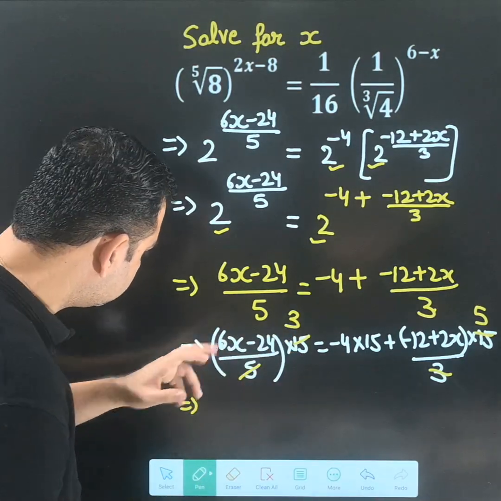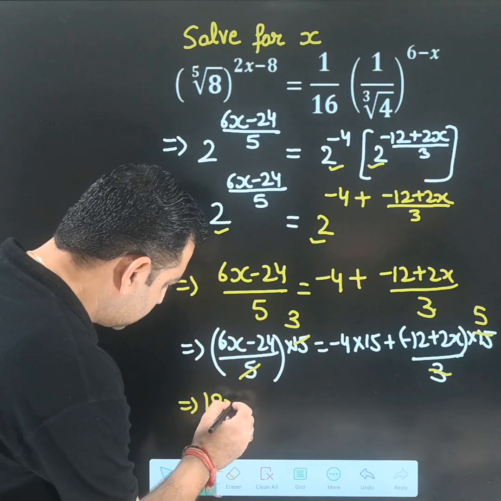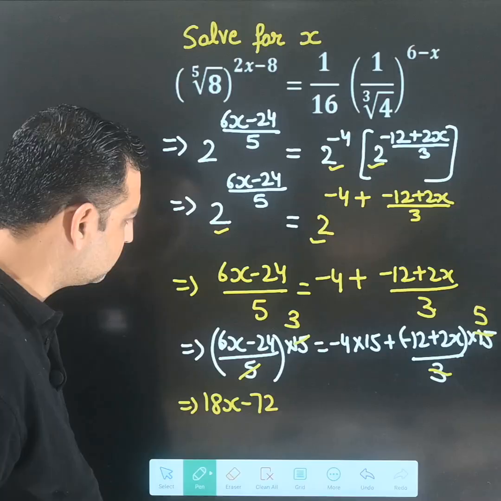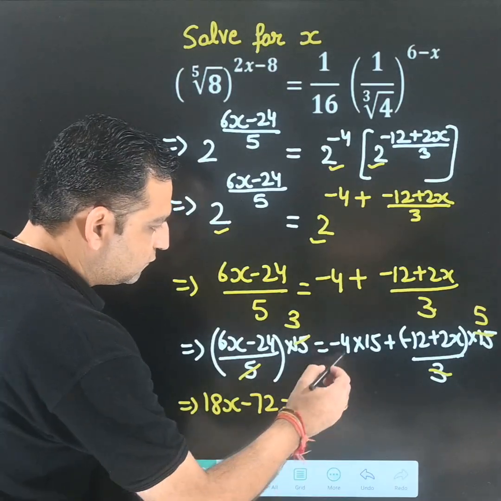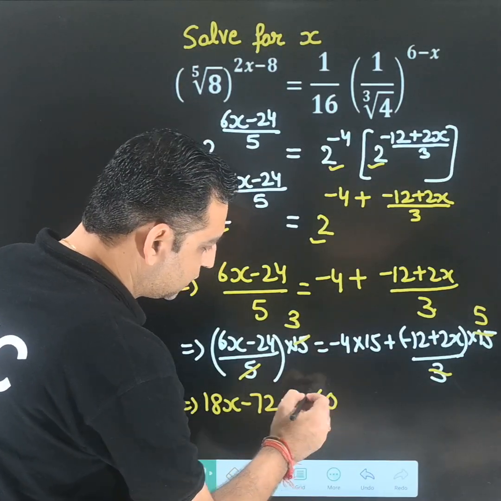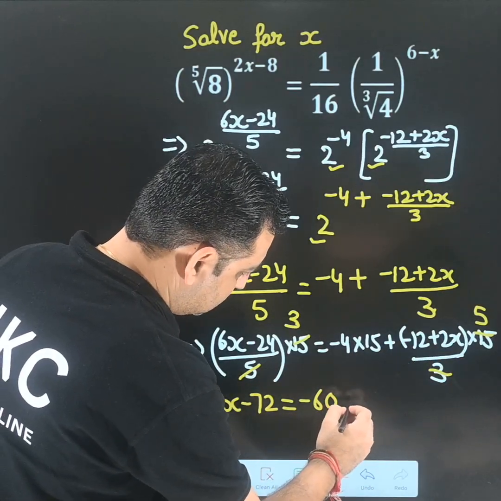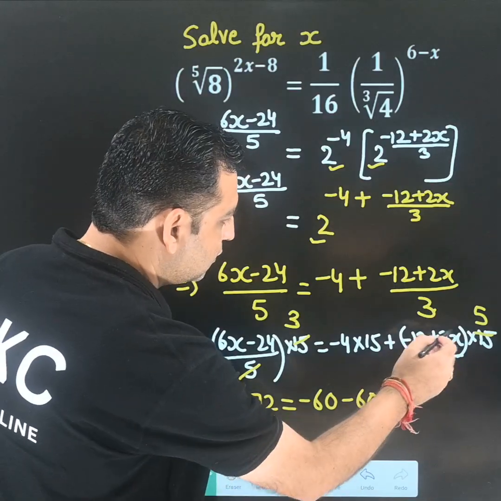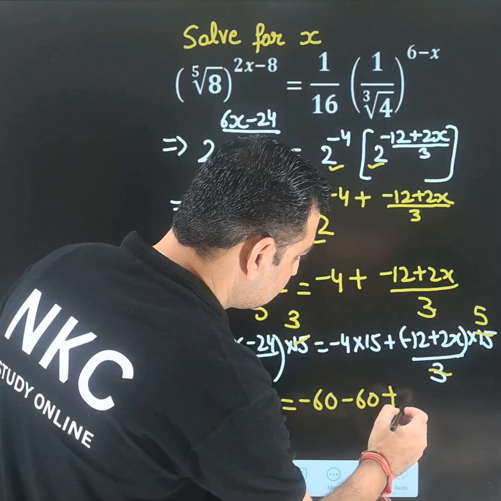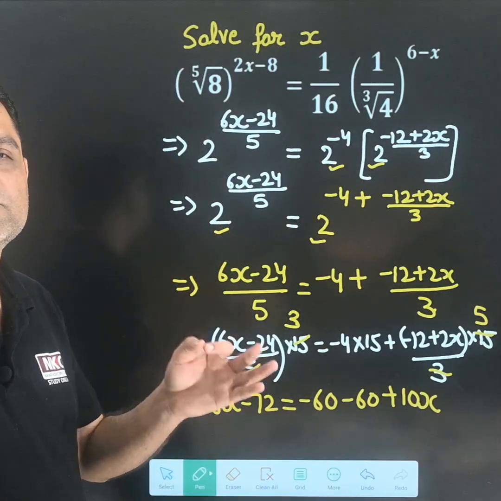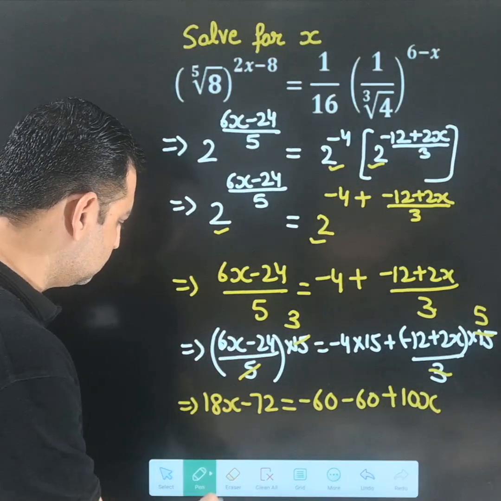This is 3. 3 times 6 is 18. So we get 18x. 3 times 24 is 72. So I'm getting minus 72. In the right side, minus 4 times 15 is minus 60. 5 times minus 12 is again minus 60. And 5 times 2 is 10. So it is plus 10x. Check it very carefully. Now a very simple equation we are having to solve.